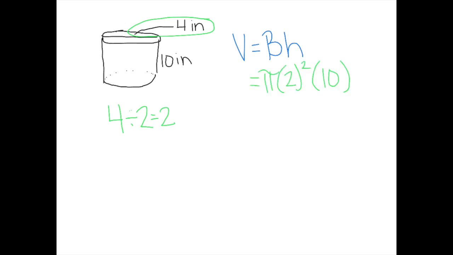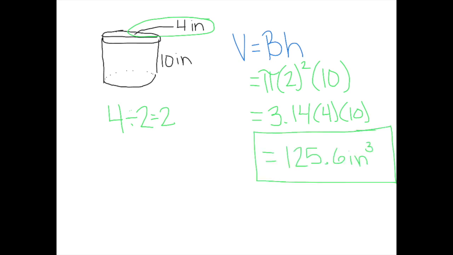We are going to simplify this. So today we are going to be using 3.14 for pi, and we're going to square our 2, so 2 squared, which is 2 times 2 is 4, and then I can multiply straight across.